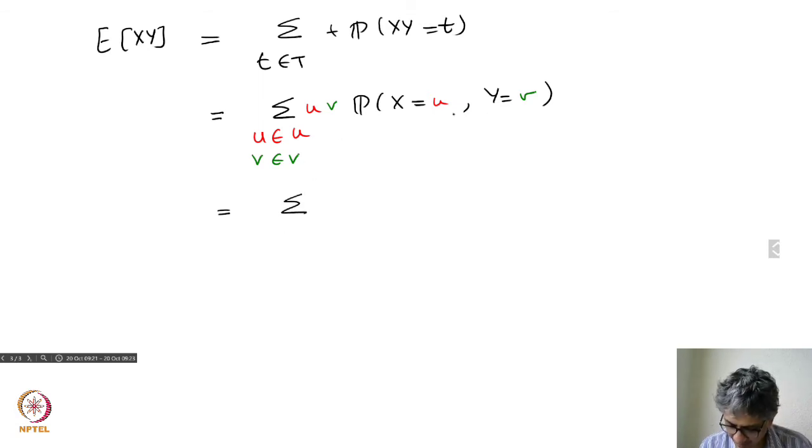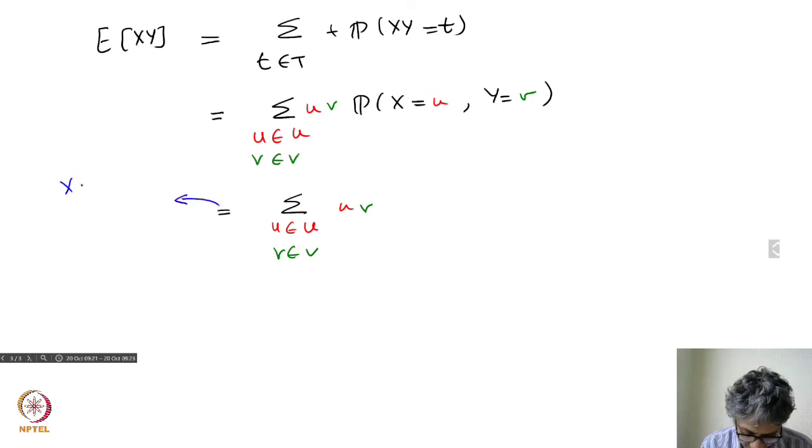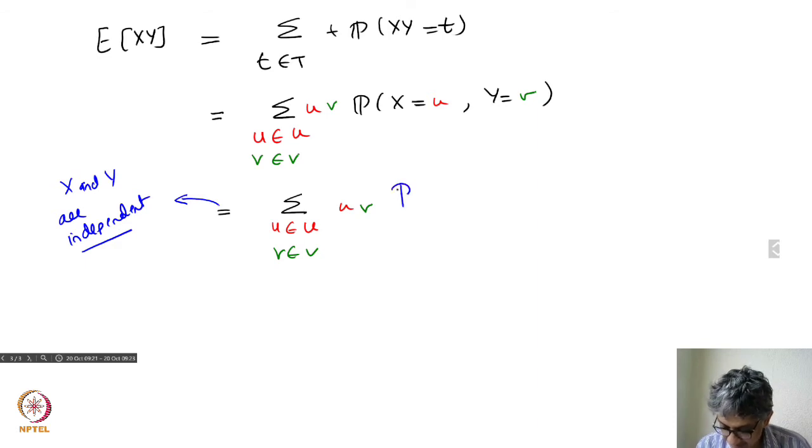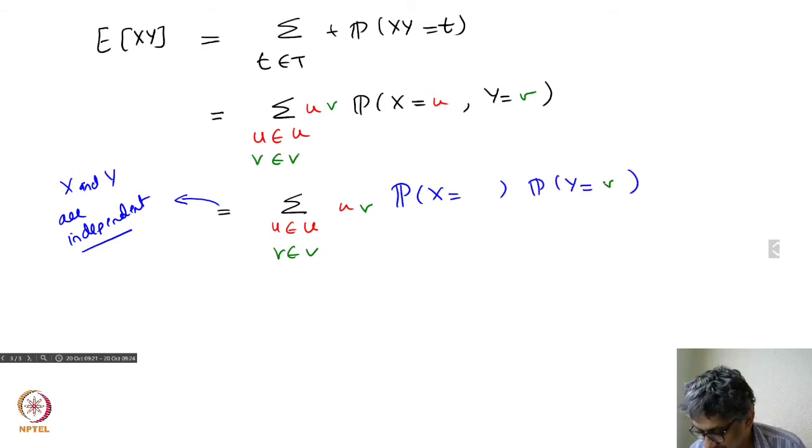Now the u and the v split up in the following way. Here we use a crucial fact: you have v, and you have u, and the fact that X and Y are independent. If you use that, then you know that this is the same as the chance that X is equal to u times the chance that Y is equal to v.